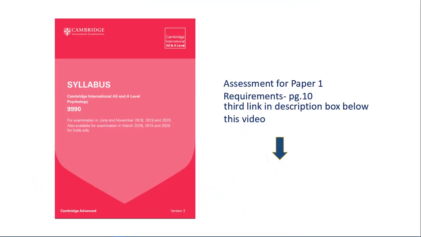All the suggestions that I make in this video for attempting the paper are in accordance with the assessment guidelines on page 10 of the CIE AS 9990 Psychology syllabus, and moreover from my study of the specimen mark schemes of past examinations and the candidate's booklet of model answers released by the CIE. The links for the syllabus and the specimen papers are included in the description box below.